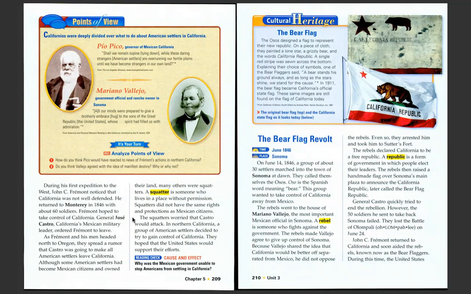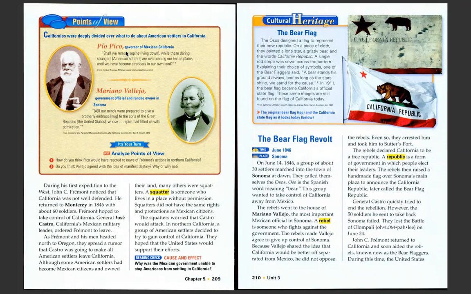The squatters worried that Castro would attack. In Northern California, a group of American settlers decided to try to gain control of California. They hoped that the United States would support their efforts. So up here, this word says Californios were deeply divided over what to do about American settlers in California. So it's like different viewpoints.